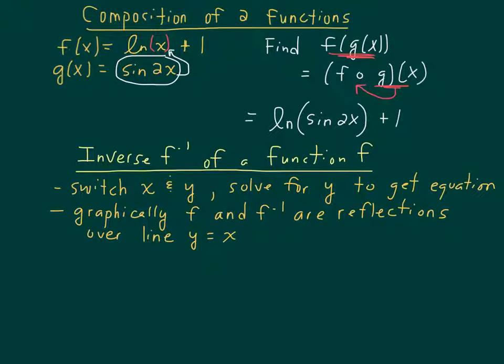So the inverse of a function, we use f raised to the negative 1 as our symbol. So if we're looking to find the equation for an inverse, you're simply going to switch x and y and then always look to solve for y. Graphically, a function and its inverse are always going to be reflections over the line y equals x. Let's look at a quick example.